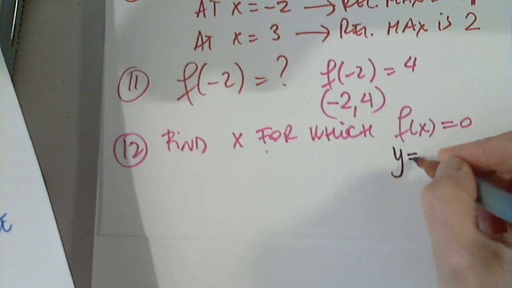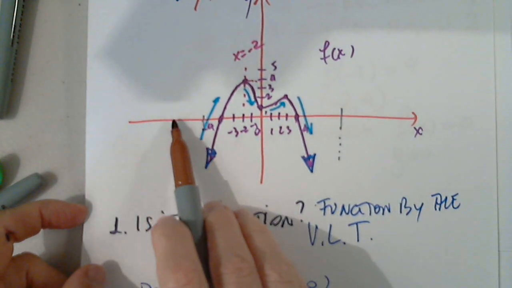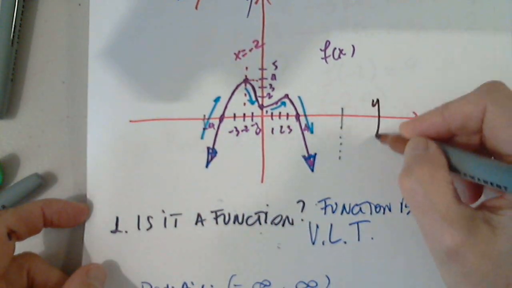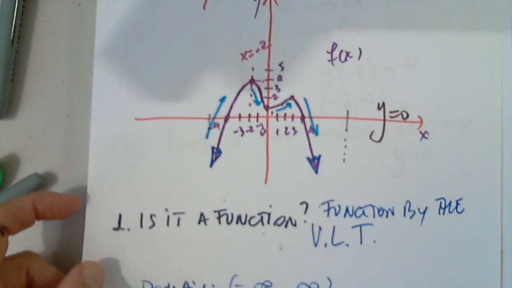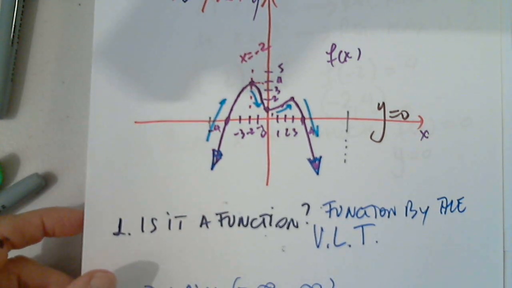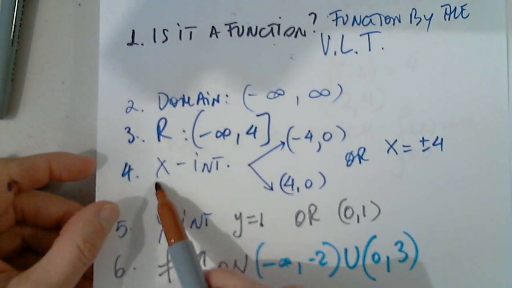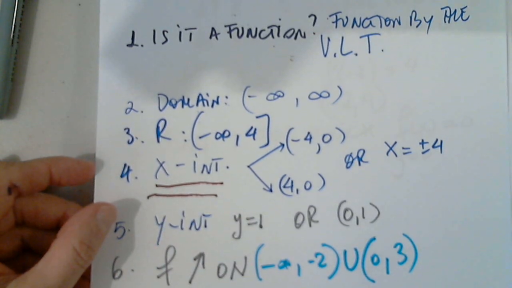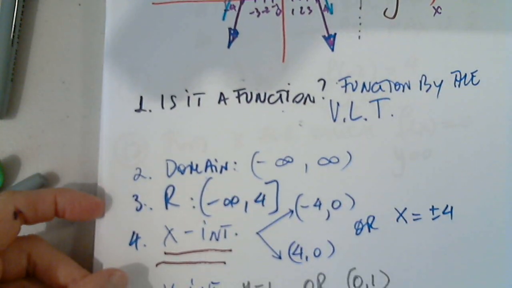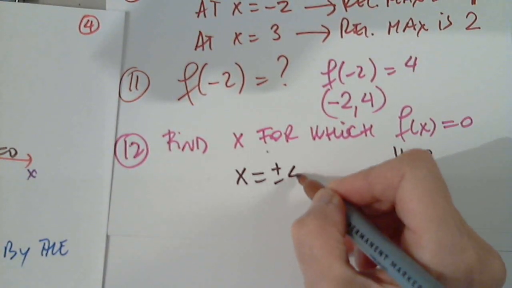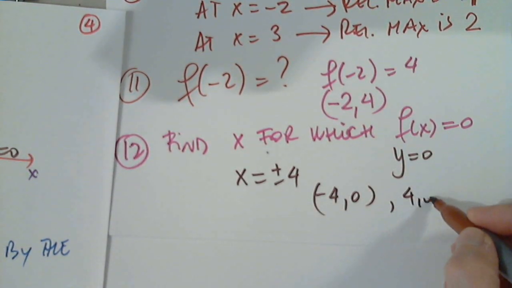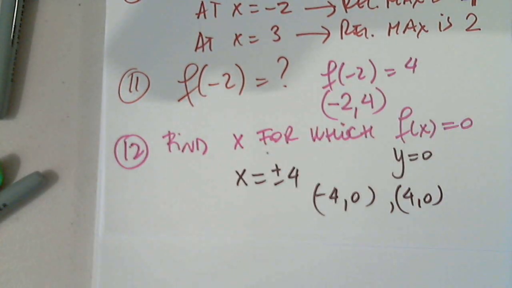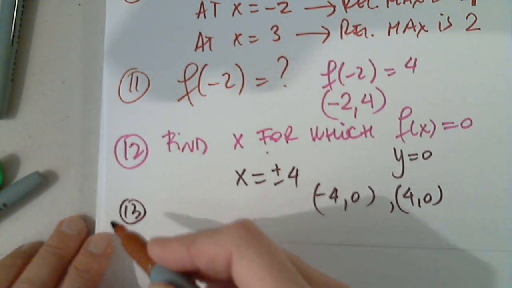Yes, awesome. So I'm given y equals 0, but I know that this is y equals 0. We established last time that the equation of the x-axis is y equals 0. So we already answered that question. It's the same question. They are trying to trick us. It's the same question with the x-intercepts. Here they are. So I will write x equals plus or minus 4, or I will write negative 4 comma 0 and 4 comma 0. Same question.